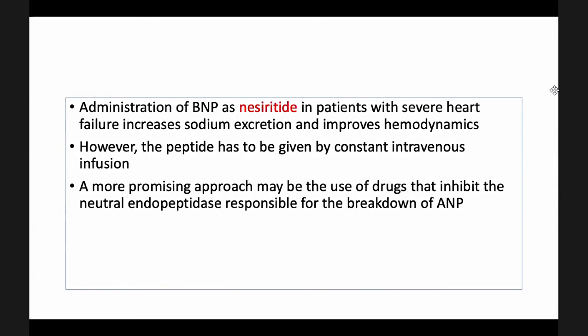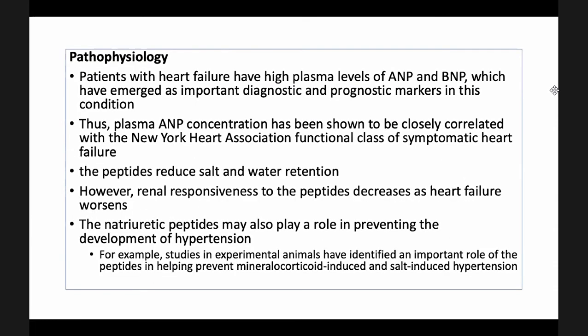So administration of BNP as nesiritide in patients with severe heart failure increases sodium excretion and improves your hemodynamics. However, the peptide has to be given by constant intravenous infusion. So a more promising approach may be the use of drugs that will inhibit the neutral endopeptidase responsible for the breakdown of your ANP. In patients with heart failure, they usually have high plasma levels of ANP and BNP, and this has emerged as an important diagnostic and prognostic marker in this condition.